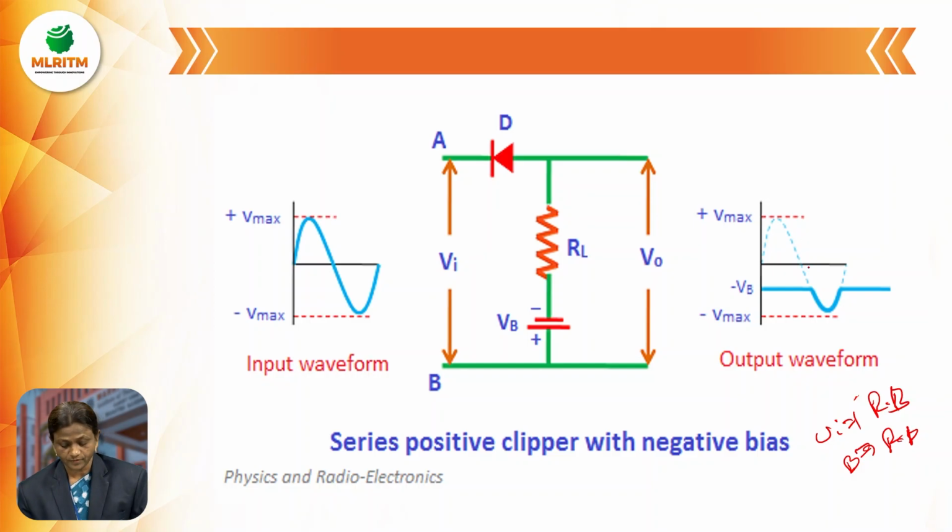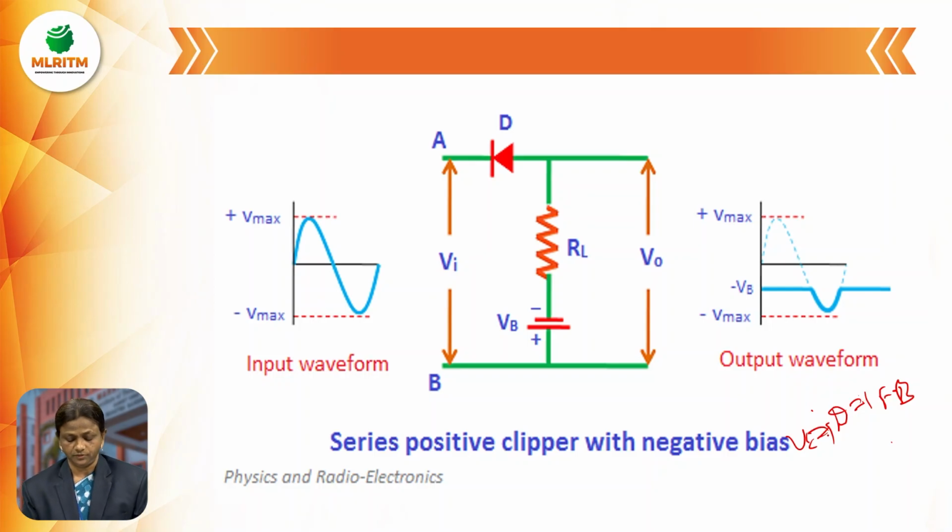Next, during the negative half cycle, what happens to the circuit? During the negative half cycle, terminal A becomes negative, terminal B becomes positive. When terminal A becomes negative, the negative terminal is connected to the cathode of diode D. Whenever the negative terminal is connected to the cathode, diode D is in forward bias. So due to VI, during the negative half cycle, diode D is in forward bias.